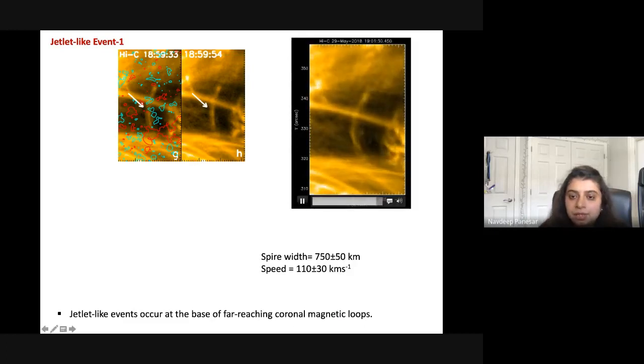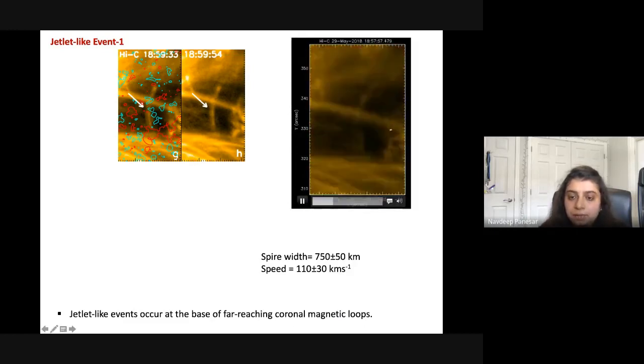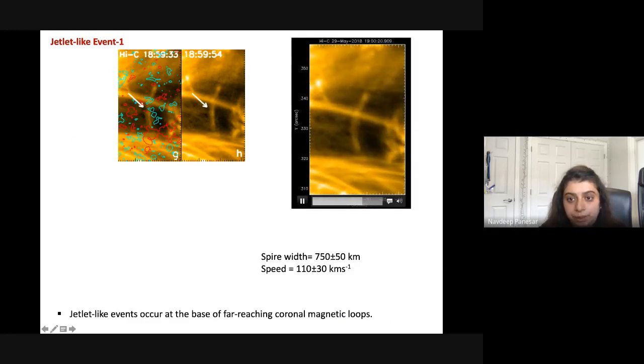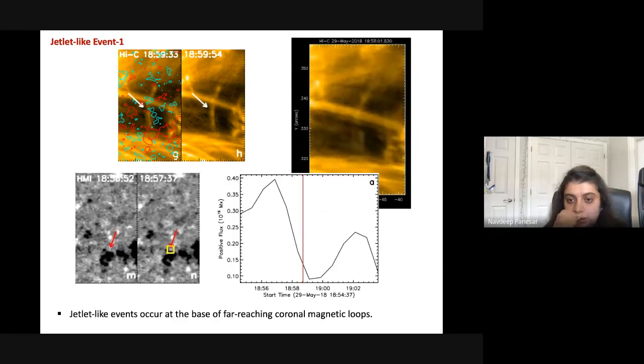Okay, let's see some examples of HiC jetlets. During the onset of this jetlet, the plasma starts to move along the pre-existing far-reaching coronal loops over here and appears as a jet-like event. And this jetlet is rooted at the neutral line between the negative flux and merging positive flux. There is weak evidence of merging flux, but still we can say that there is opposite flux that cancels and triggers this jet-like event.